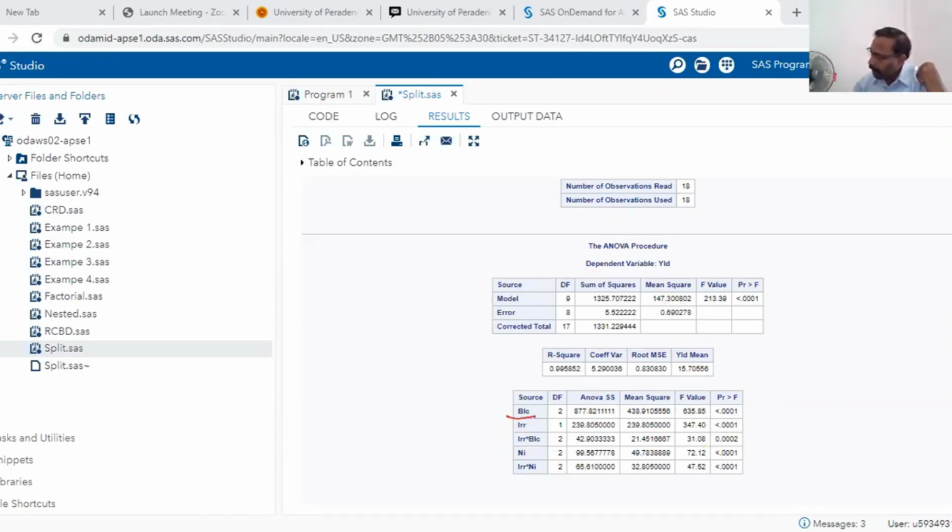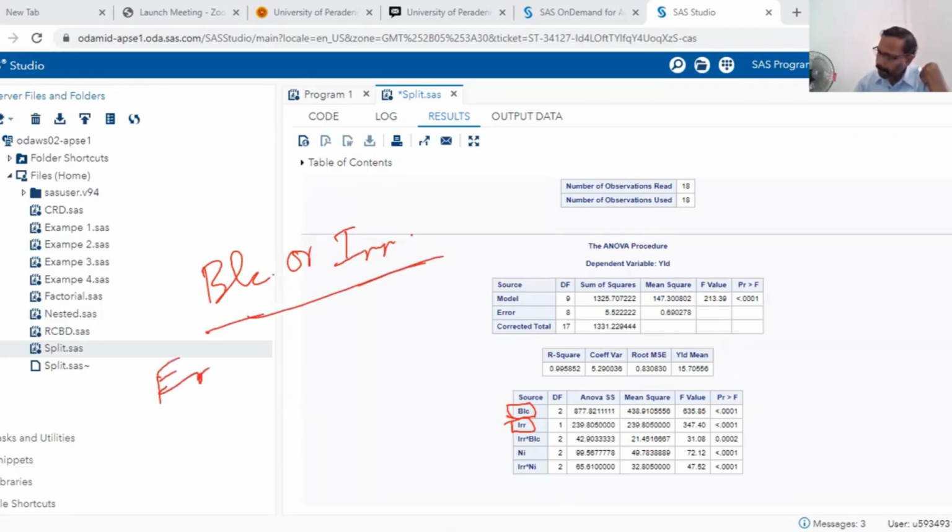Actually, if you want to test block or if you want to test irrigation, the error term is what? Normally we don't test block, but the error term is irrigation into block. So especially for irrigation, this is the change. The others are okay.